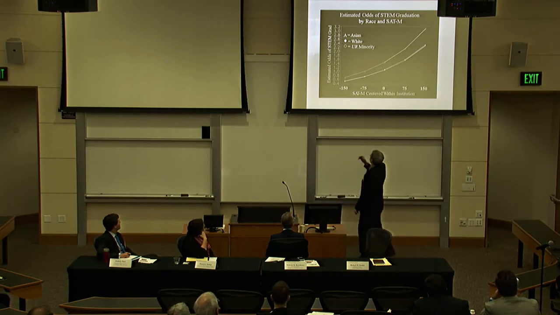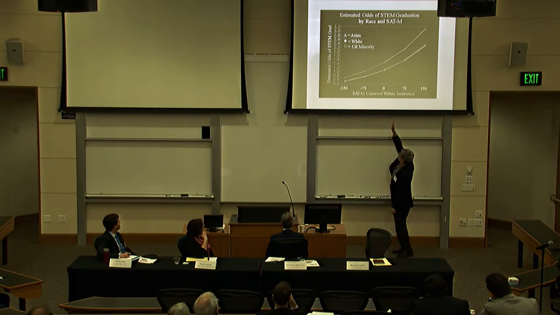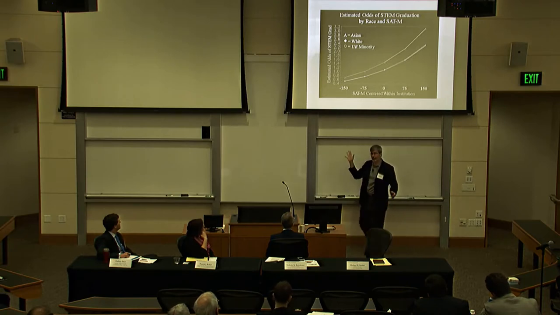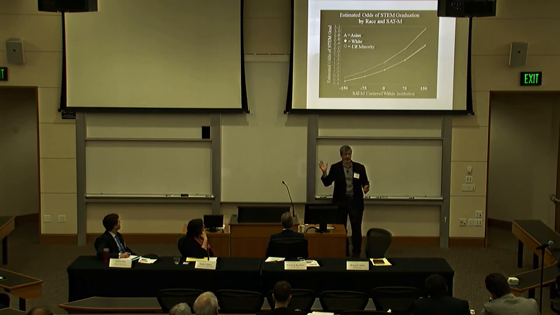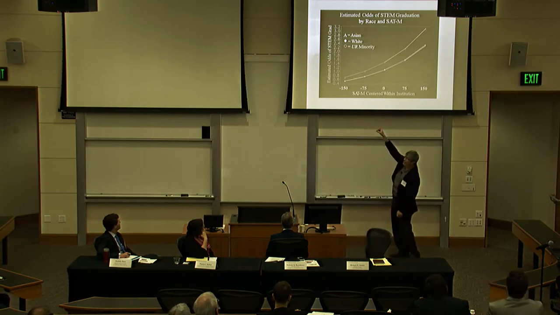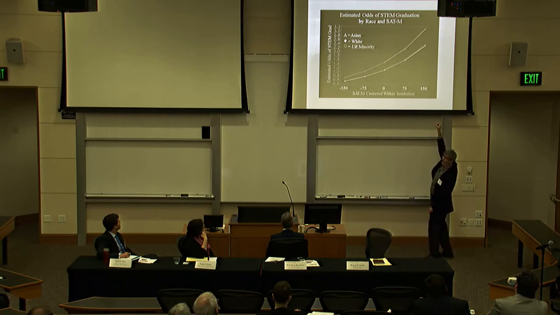And what the lines mean here is that as your relative credentials go down, controlling for all your other academic and other characteristics that are in the study, which is a lot of other characteristics, your odds of graduating with a science degree go down. And as your relative credentials go up, your odds of graduating with a degree go up.